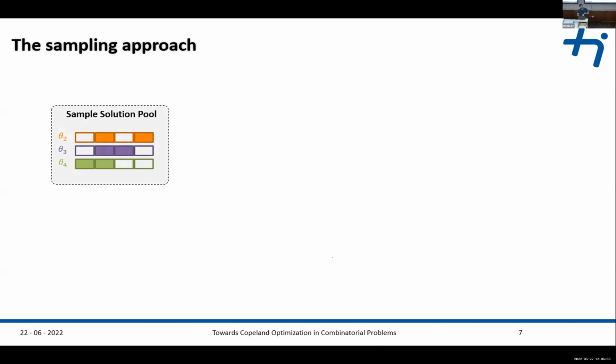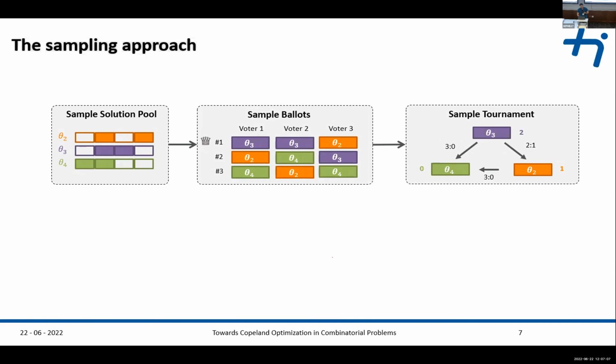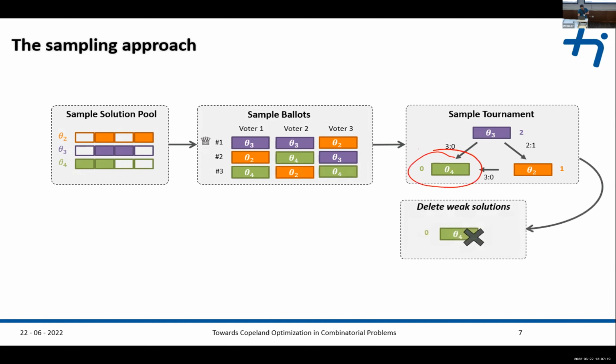So what does it look like? We start with the first couple of solutions, our initial solution pool. We take sample ballots. We have our voters just give us rankings over a subset of all the solutions. We run a tournament across the sample and figure out which one is winning. Then, in order to keep the sample pool relatively small, we delete solutions that perform weakly. Here, this theta 4, the green solution, was dominated by all of the others. So we threw it away.